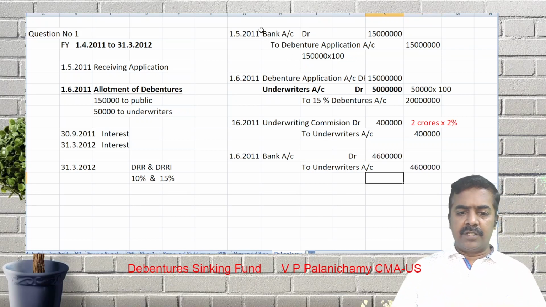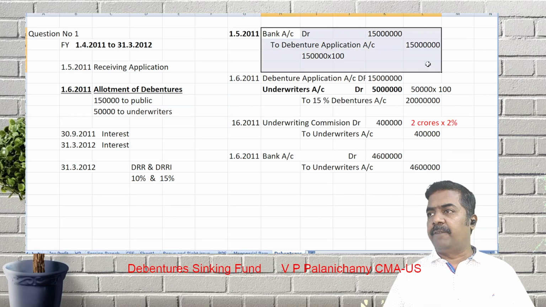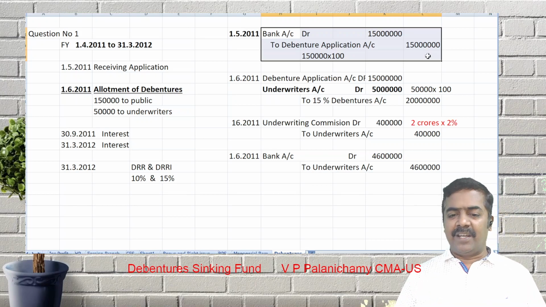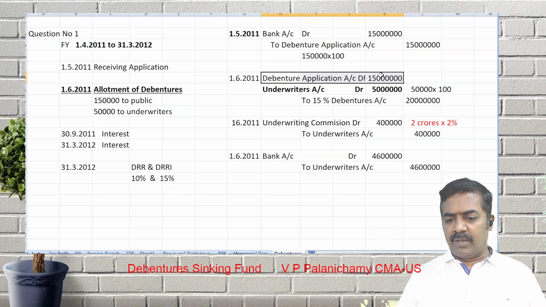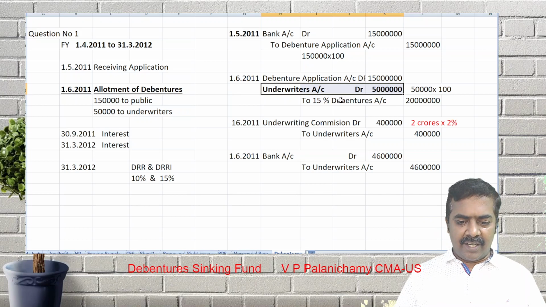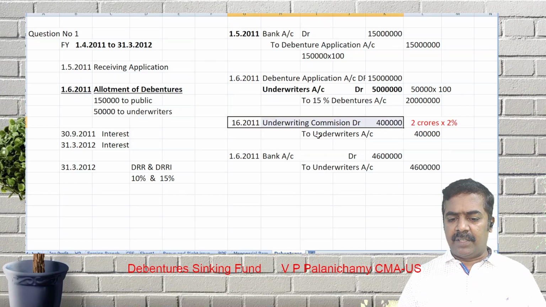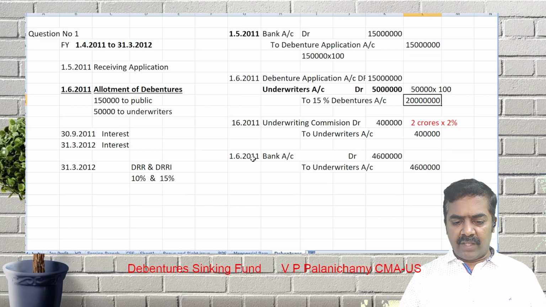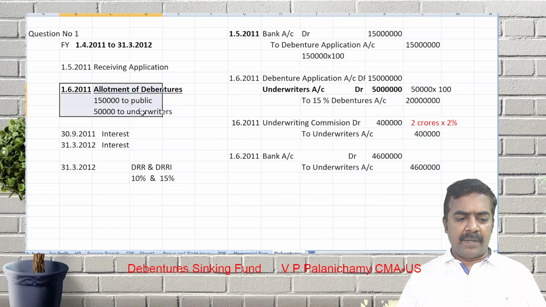Once again I repeat, pay attention. On 1/5/2011 the subscription is closed, which means the public would have applied for 1,50,000 debentures into 100. Bank account debit to debenture application account, 1 crore 50 lakhs. Balance is taken up by whom? Underwriters account debit, 50 lakhs, to debentures account, 2 crores. Underwriting commission is an expense payable to underwriters, calculated at 2% on the issue price. Then the net amount is collected. So up to this we passed the entries.